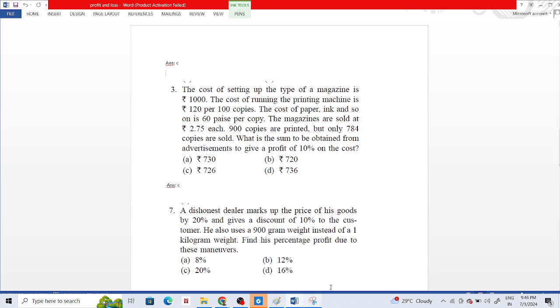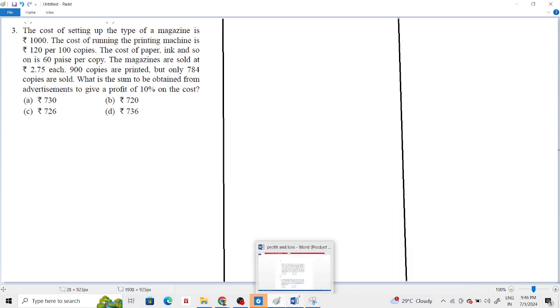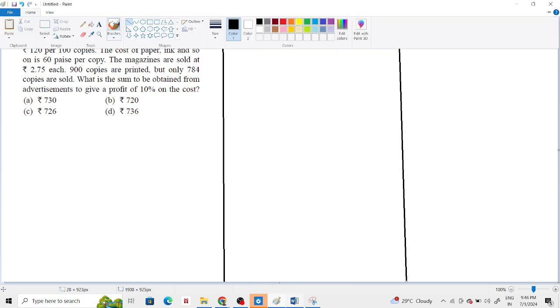Yes, right answer, 726. Very good, Shitama. Hiladri?